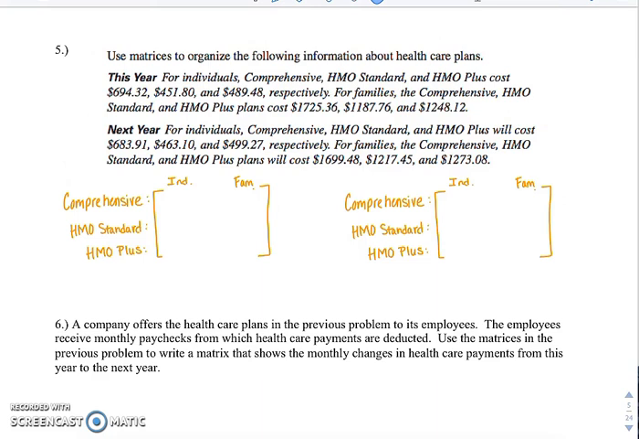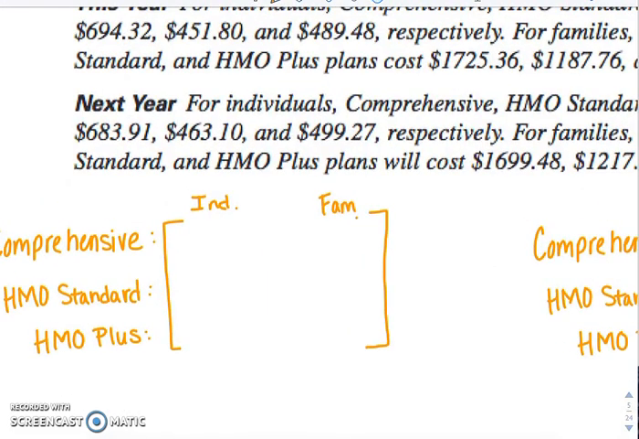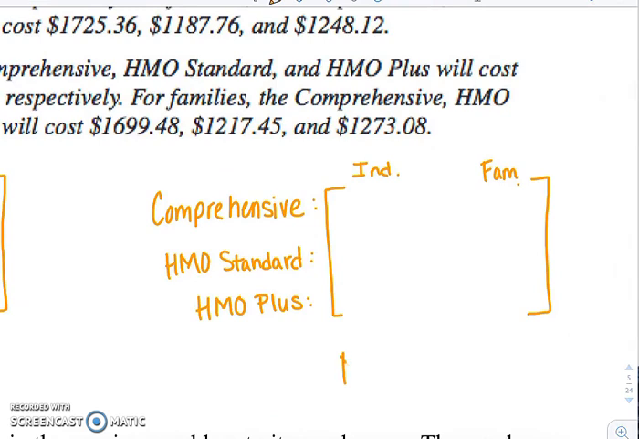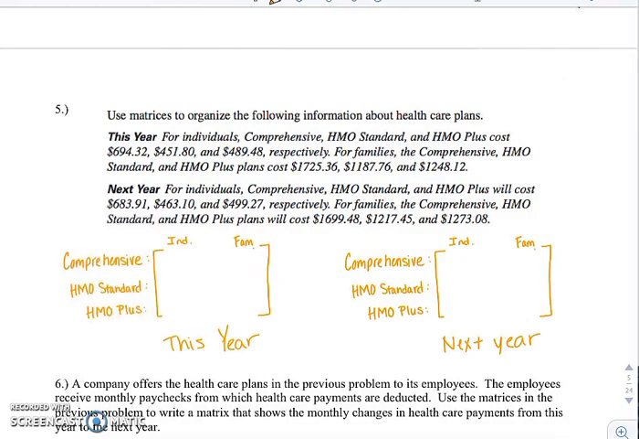So I set up two matrices here. We're going to do a matrix for each year. So we're going to do a matrix for the current year, so that would be this year, and then one for next year. And you don't have to write all that stuff on the side. I just wanted you to know where everything was coming from.